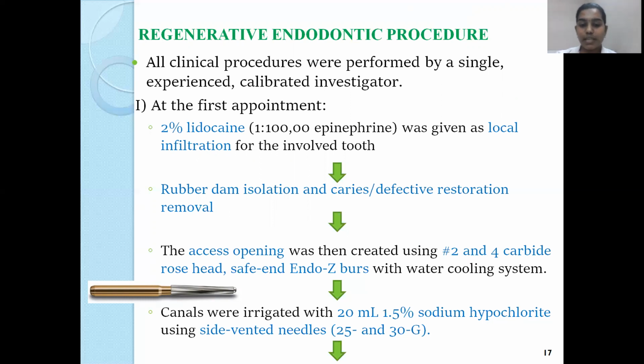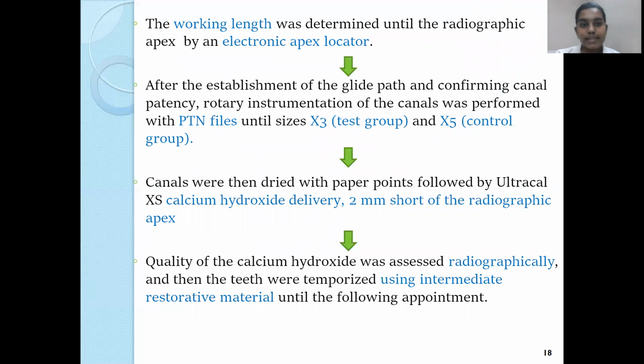Then canals were irrigated with 20 ml 1.5% sodium hypochlorite using side-vented needles. Next, the working length was determined until the radiographic apex by an electronic apex locator. After the establishment of the glide path and confirming canal patency, rotary instrumentation of the canals was performed with ProTaper Next files until size X3 in case of test group and X5 in case of control group.